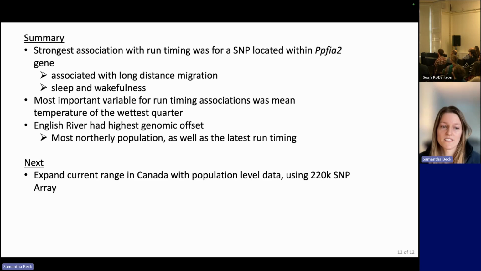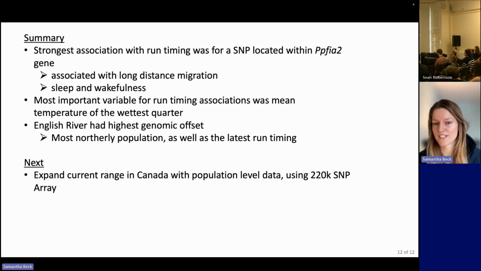So our next step is to expand the current range in Canada but using population level data. I'm sure many of you have run timing data that goes back years, but no genetic data to correspond to it. So that's exactly what the Canadian government have as well. So what we're trying to do is take the average of that 28-year data set, population level run timing data and population level genotype data, and use that to determine whether we get similar associations using a 220K SNP array.